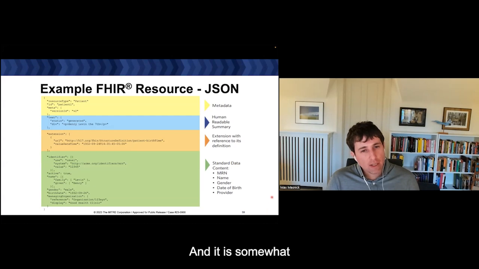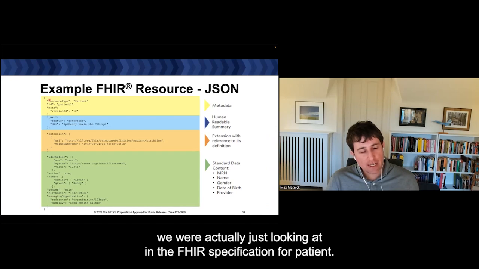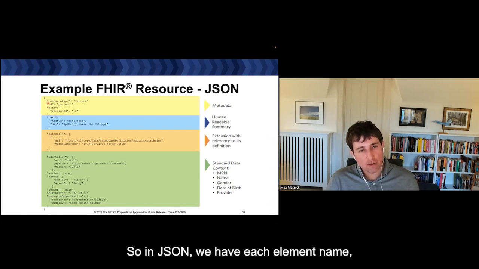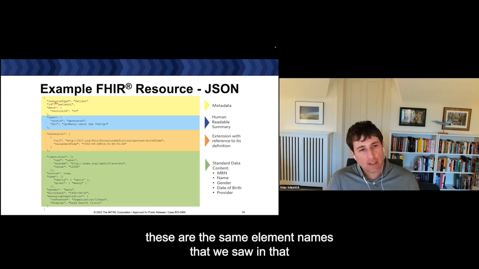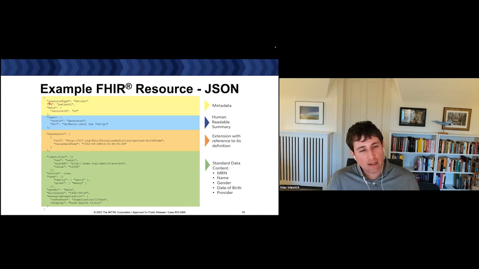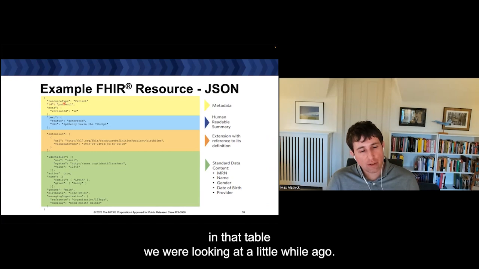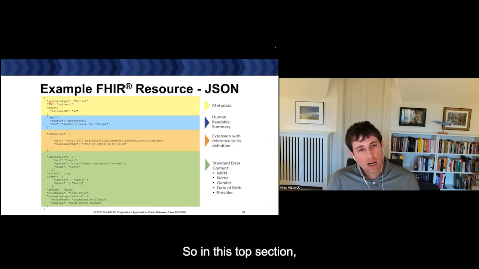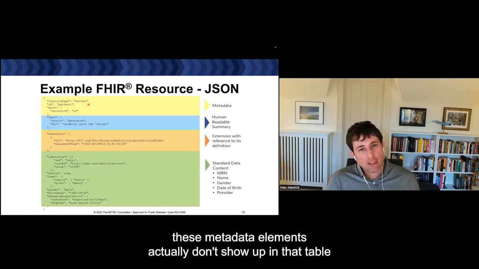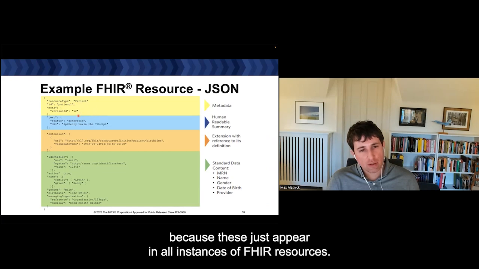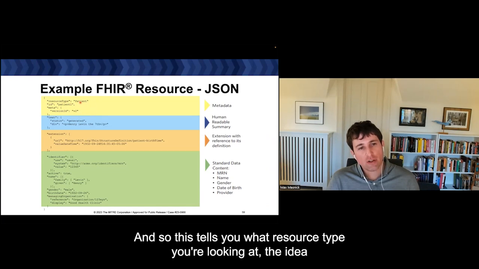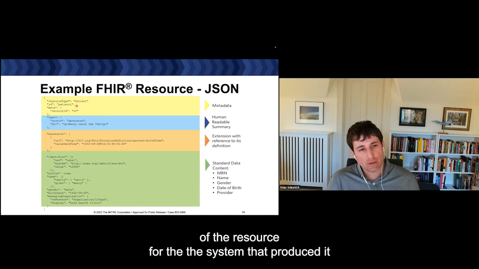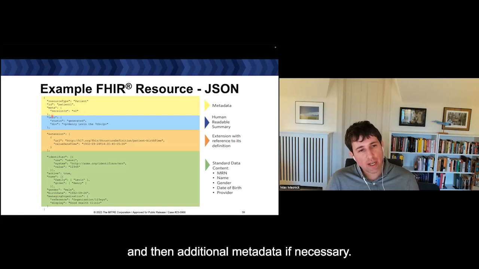It is somewhat similar to the table we were actually just looking at in the FHIR specification for patients. So in JSON, we have each element name. These are the same element names that we saw in that table we were looking at a little while ago. And then we have the value for that element. So in this top section, these metadata elements actually don't show up in that table for the resource we were looking at, because these just appear in all instances of FHIR resources. So this tells you what resource type you're looking at, the ID of the resource for the system that produced it, and then additional metadata if necessary.